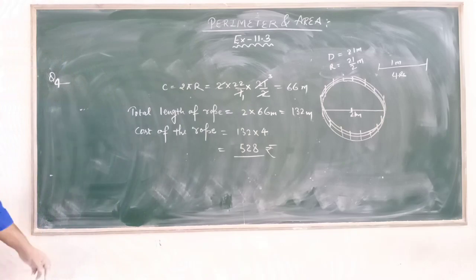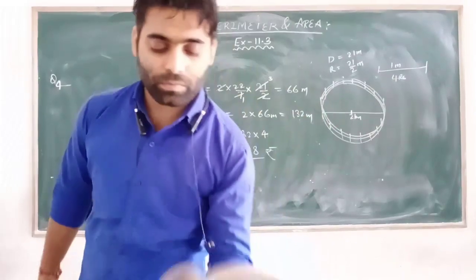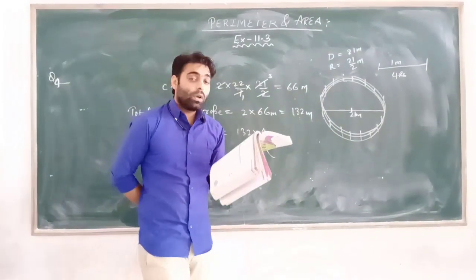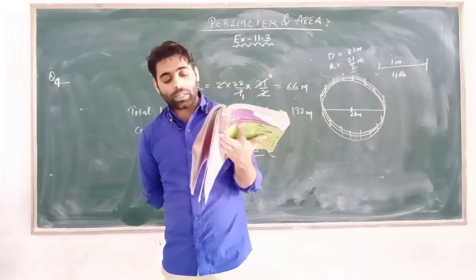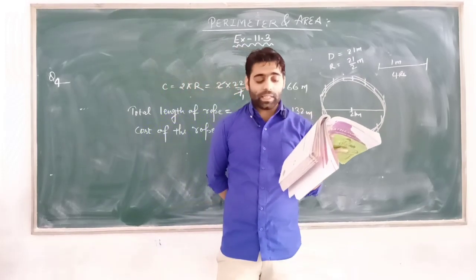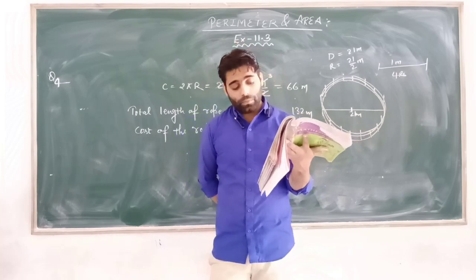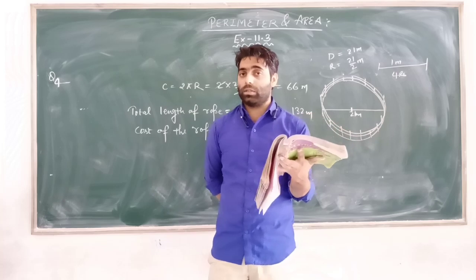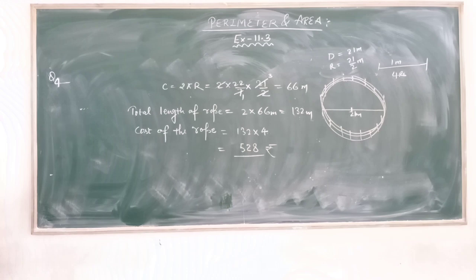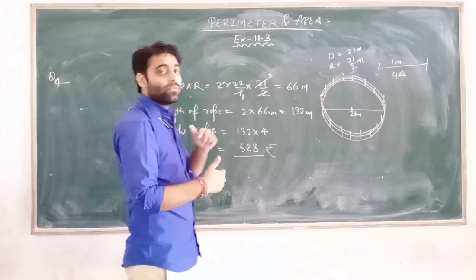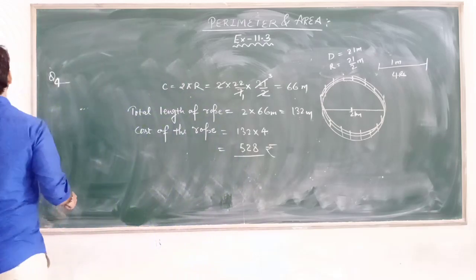Now, taking our next question, question number 5. From a circular sheet of radius 4 centimeter, a circle of radius 3 centimeter has been removed. Find the area of the remaining sheet. The question is very simple, students. A circular sheet of radius 4 centimeter has been given.